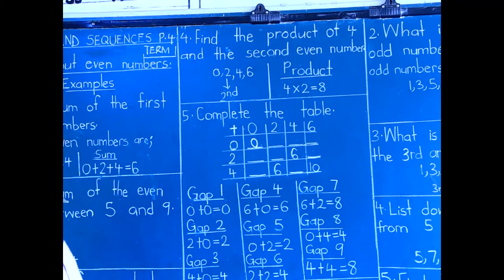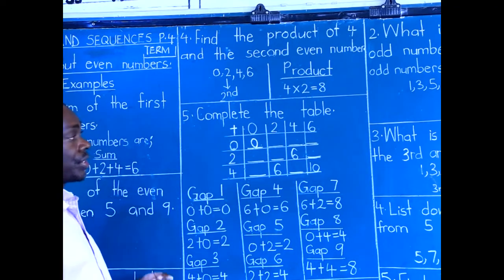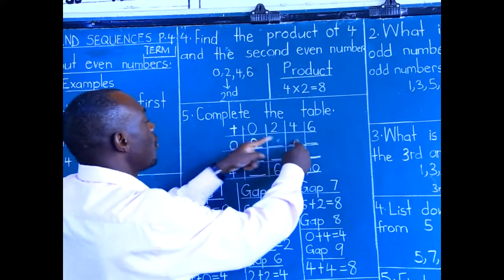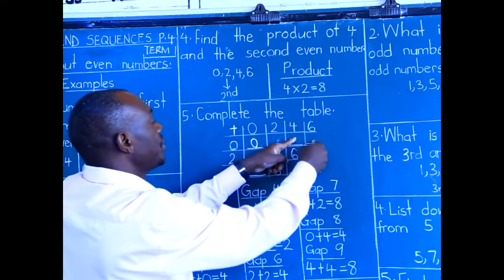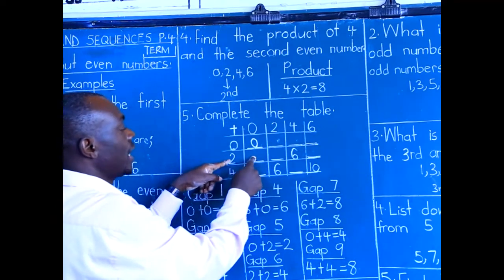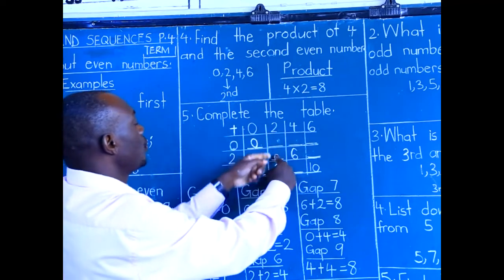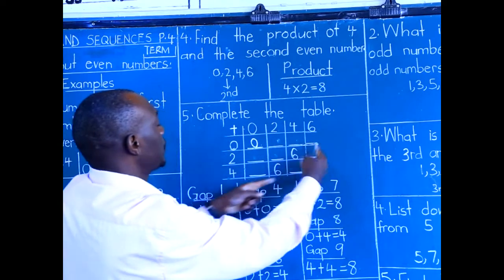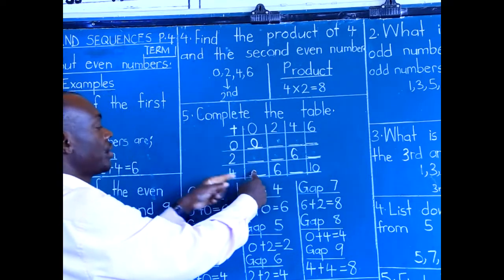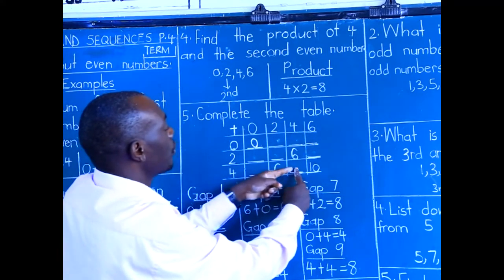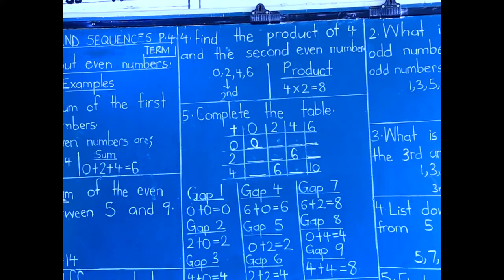How have we got it? That is the upper and the down, and the one across. This one is going to be 2 and 0. This is going to be 4 and 0. This is going to be 6 and 0. This is going to be 0 and 2 added. This is going to be 2 plus 2. This is going to be 6 plus 2. This is going to be 0 plus 4. This is going to be 4 plus 4. And then you get the answers.